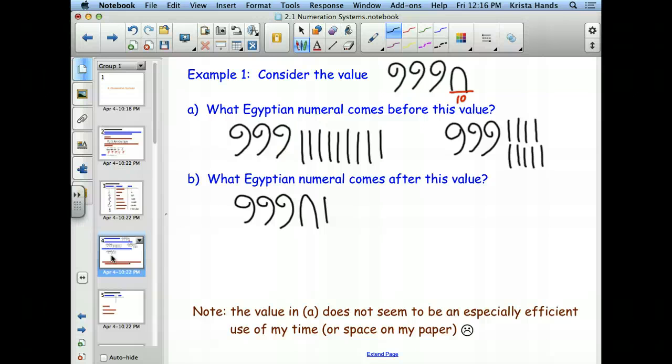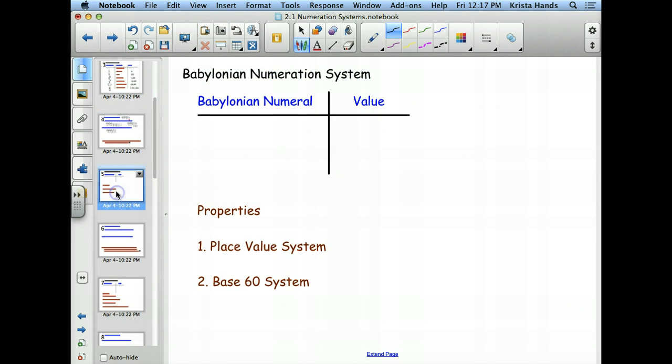Okay, so you're going to do a lot of things where you're looking at numbers before and after within the same base system, or the same numeration system. All right, so the value in part A does not seem to be especially efficient. Would you agree? And it's even worse if you had a lot of 9s involved, right? If you had 9,999, you'd write out 36 symbols in order to write that value in Egyptian. It's not especially efficient, but it's pretty straightforward. Agreed? Okay, so there's a good, there's a bad, but you have to recognize that as you're working on the particular systems. All right, let's do another one.